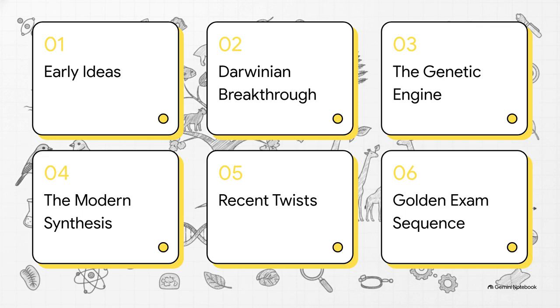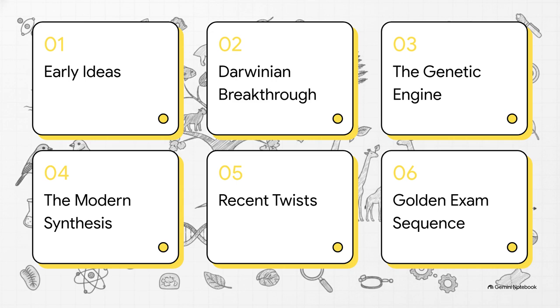So, here's our roadmap for the explainer. We'll trace the baton pass of evolutionary theory, starting with early ideas, hit the Darwinian breakthrough, dive into the genetic engine, and explore the modern synthesis. Then, we'll cover some recent evolutionary twists and wrap it all up with what I call the golden exam sequence.